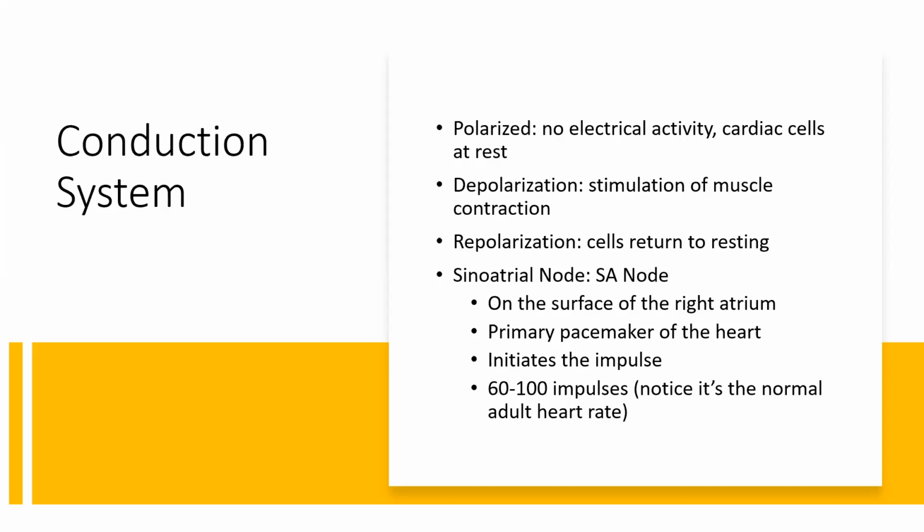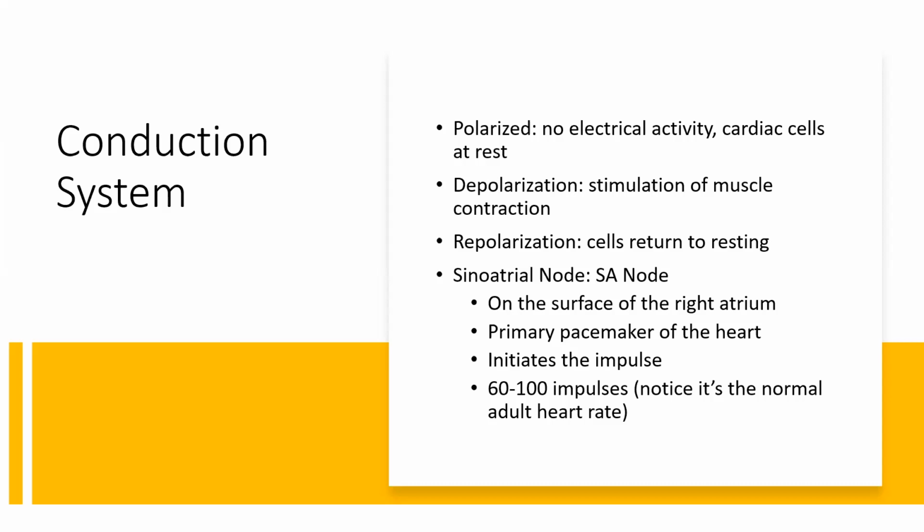We have our primary pacemaker of the heart, which is called the sinoatrial node, or SA node for short. That's actually found on the upper surface of the right atrium. Again, it's the primary pacemaker of the heart. This is where, in a normal beating heart, and remember we're only talking about normal heart rhythms here, in a normal situation, this is where the heartbeat starts.